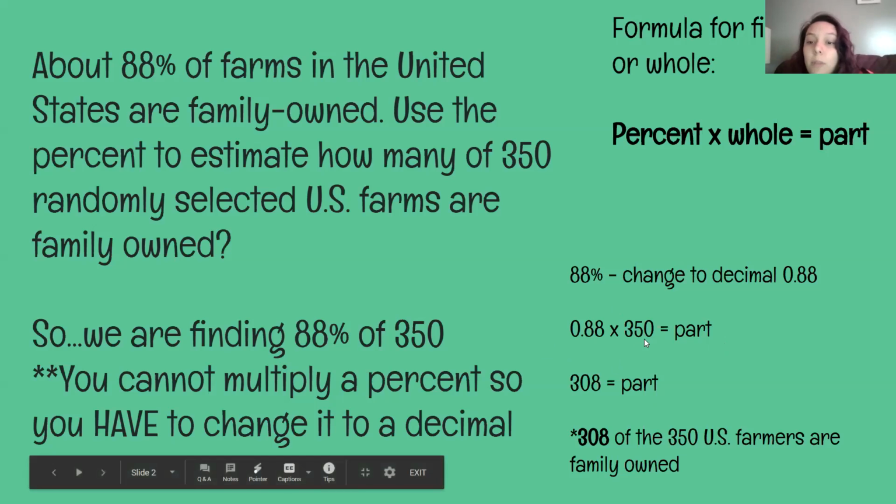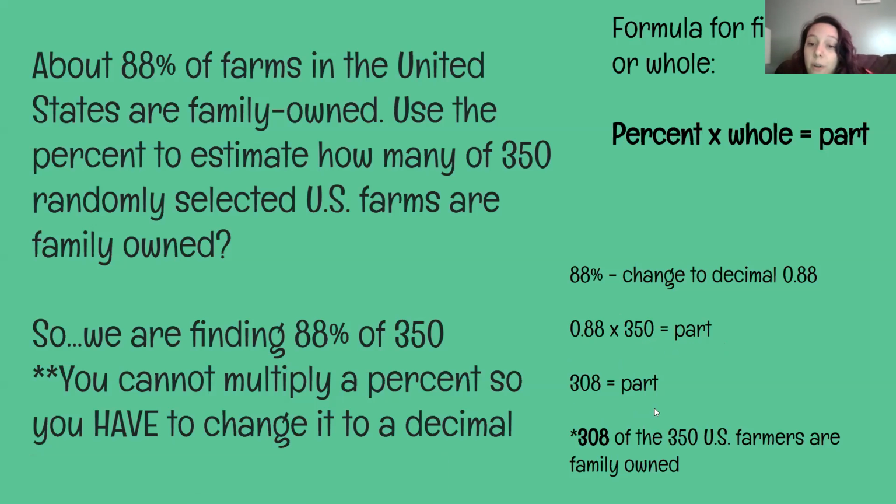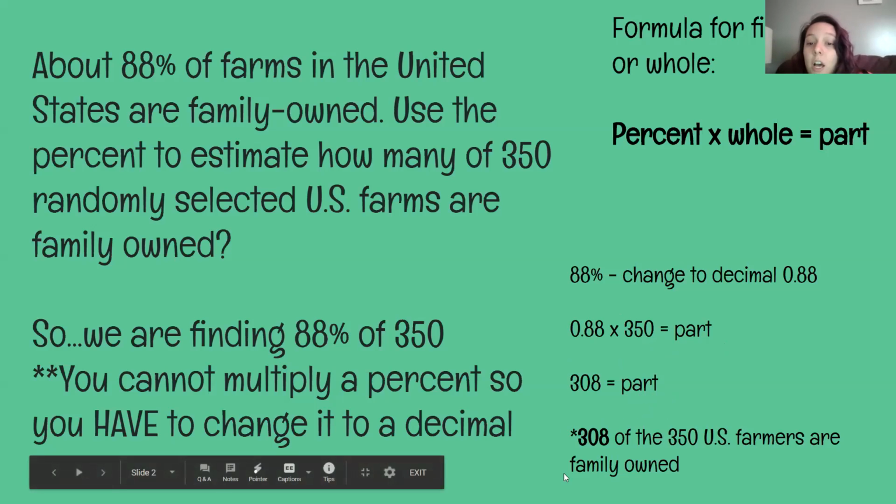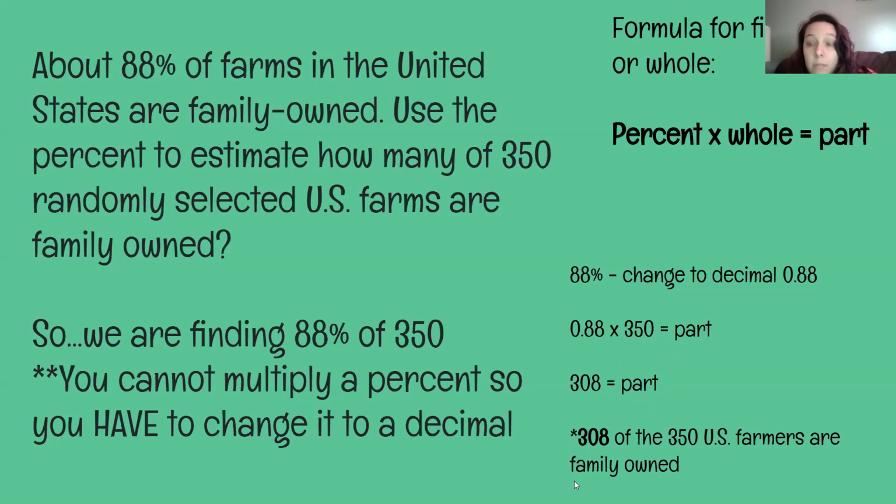Then you're multiplying these two things together. When you do that, you get 308, and that is your part. Down here is another way to see it in word form and understand what you just found: there are 308 of the 350 U.S. farms that are family owned.